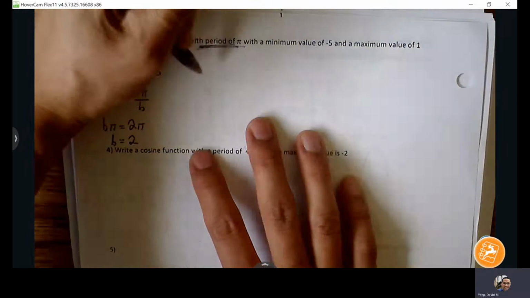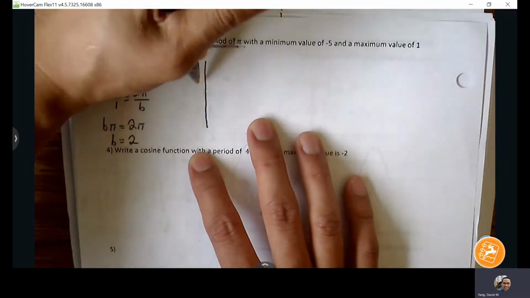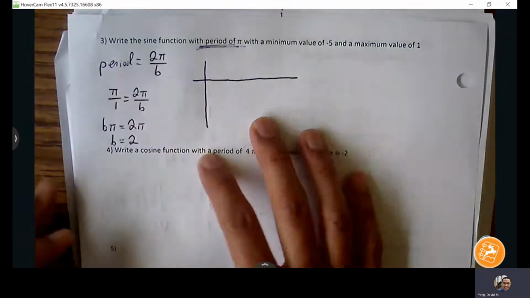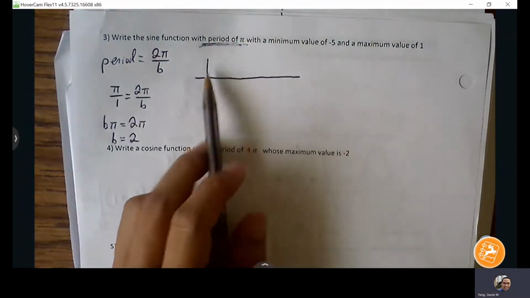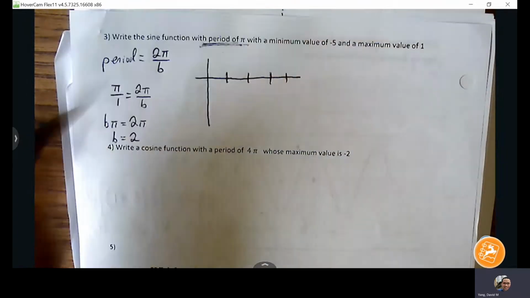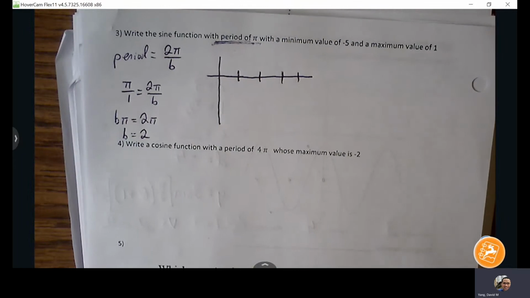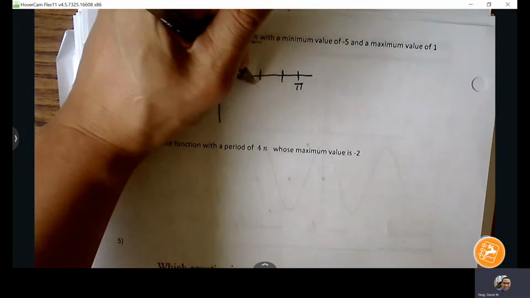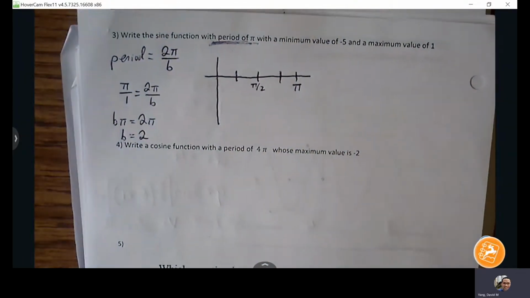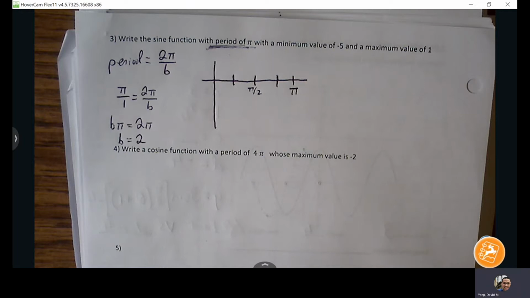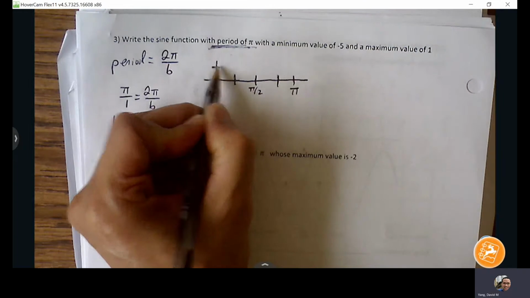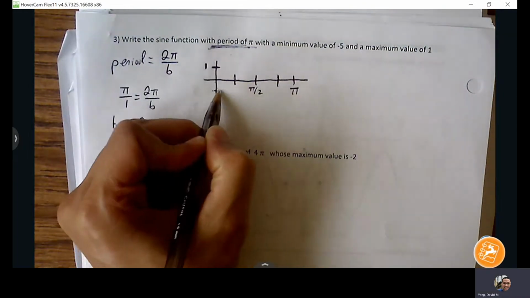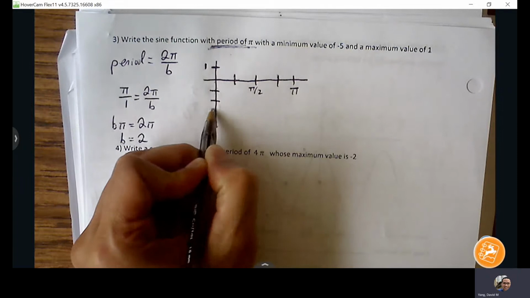Okay, let's see if we can start sketching out what this graph could look like. We want a period of pi. Sine function starts at 0. So I'm just going to go ahead and start creating a rough version of this graph, the easiest version of this graph that I can create. Period of pi. So I know each subinterval is going to be pi over 4. I'm going to create a few markings here. Now, I want my graph to have a minimum of -5 and a maximum of 1. So I'm just going to mark it and see if I can figure out the rest after I have this in place.